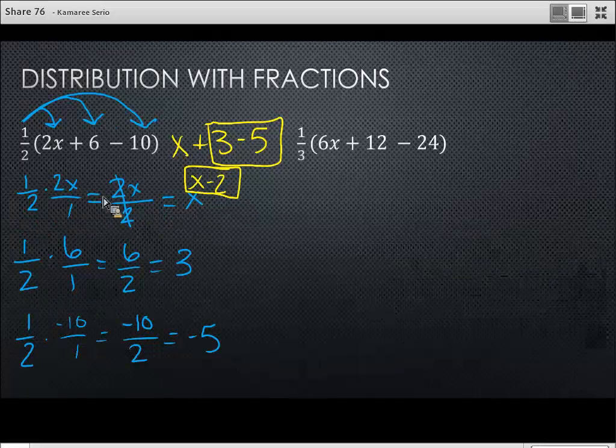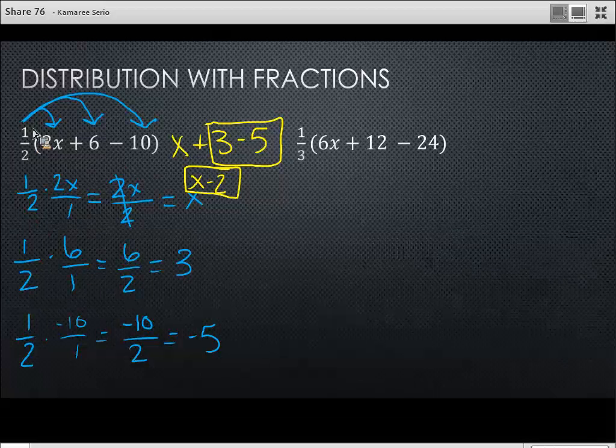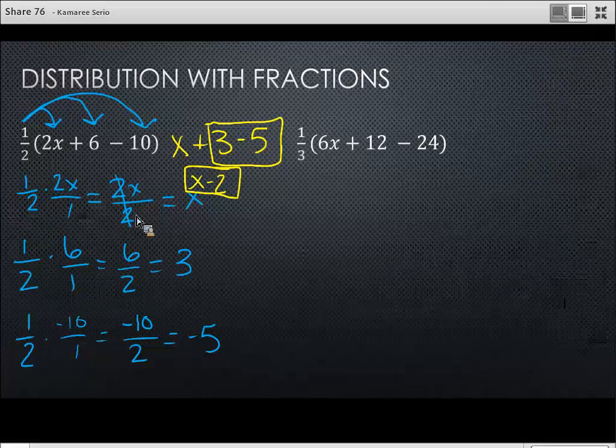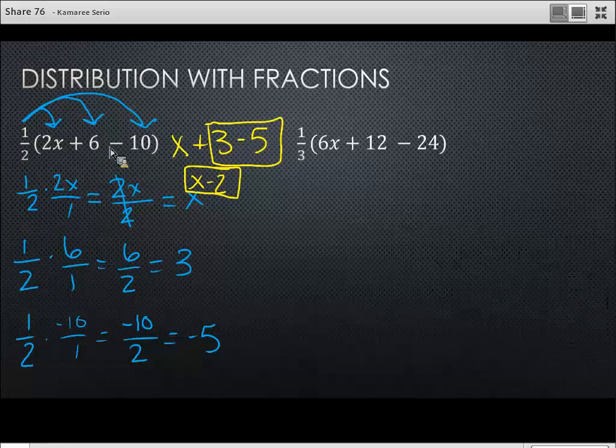If you would like to, you can 100% type your fraction into a calculator and multiply it by this whole number. If you don't want to do it this way, use your calculator because you can. Type in 1/2 times 2, 1/2 times 6, 1/2 times negative 10. You'll get the same answers.